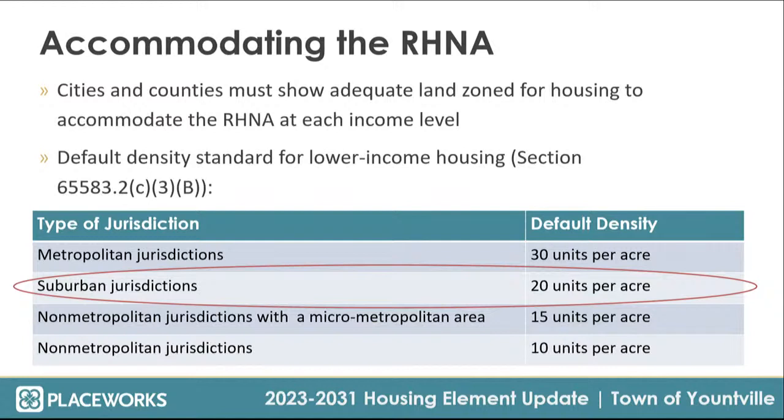which is the only way that they can show it within the housing element. So Yountville is considered a suburban jurisdiction, less than 25,000 population. So when we show in the land inventory what units count towards that lower income, those multifamily, we're looking at a 20 unit an acre density. More larger metropolitan areas are 30 units. So we're looking at 20 units per acre.